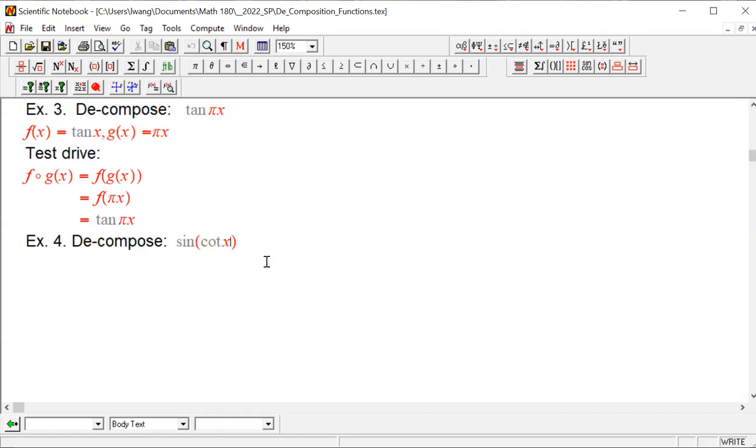Cotangent x. Okay, cotangent's domain is x cannot be multiples of pi, right? And the range of cotangent is all real numbers. So sine of any real number, that's well-defined. Okay, so now, what do we do with that? I think you guessed it. So maybe you'd like to pause the recording and try it. Okay, suppose you have tried, you're coming back.